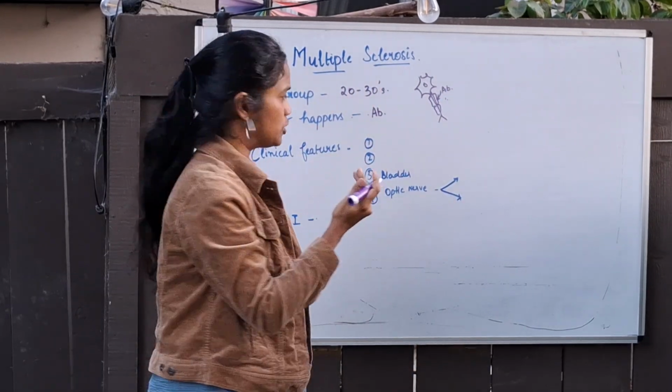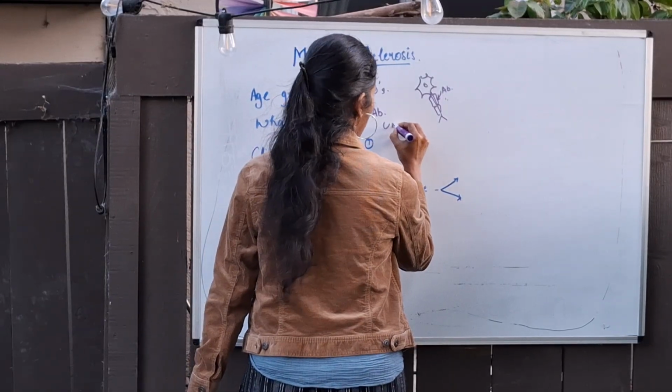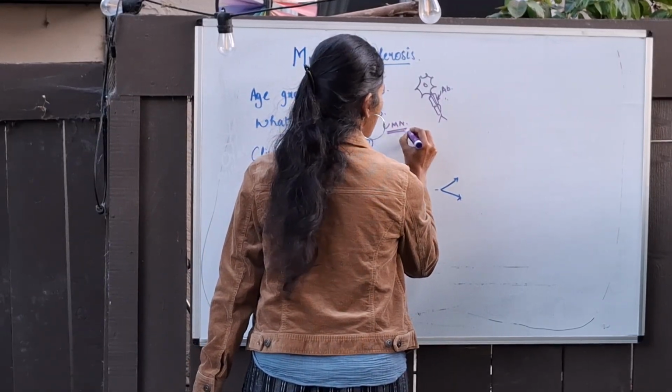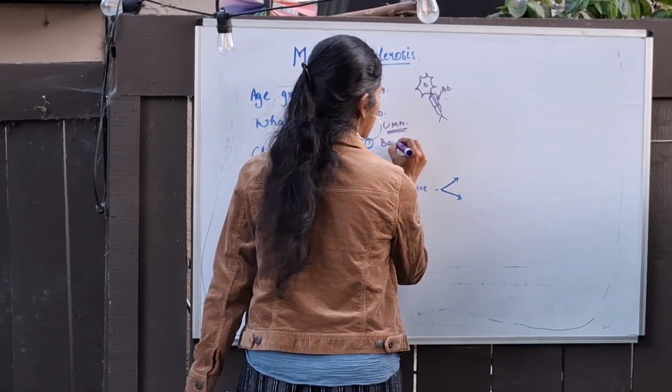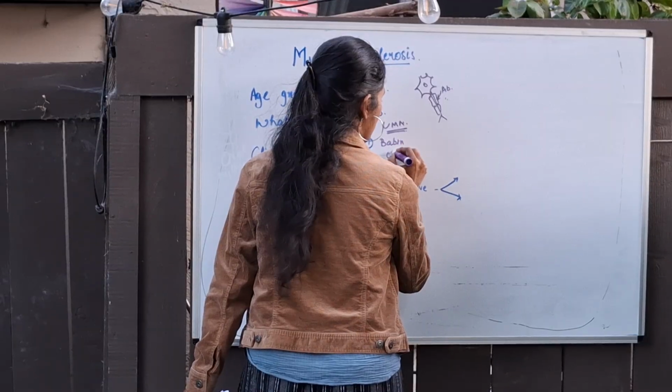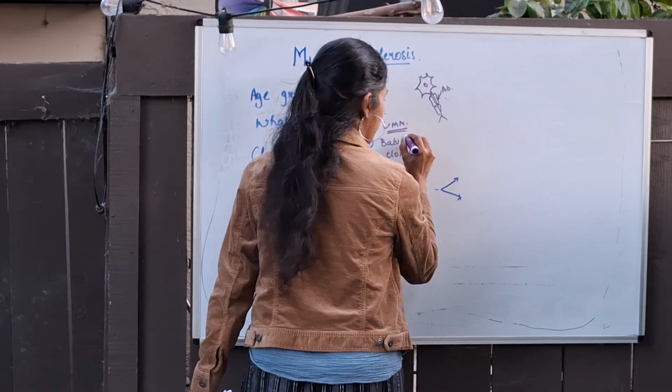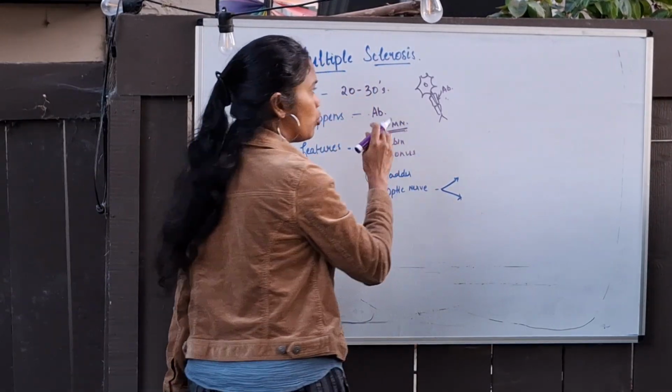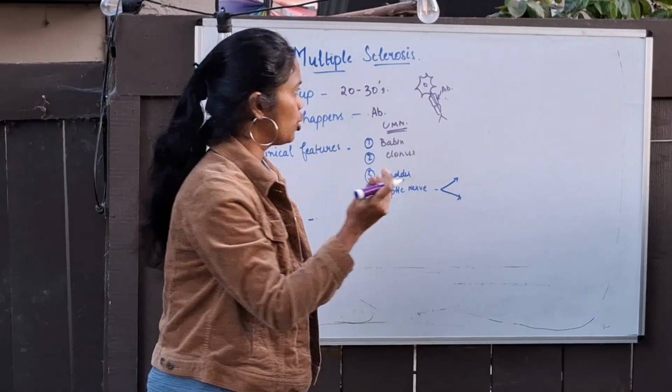What are the clinical features? The clinical features will be UMN findings. What are the UMN findings? UMN findings are the Babinski sign and clonus. What does UMN mean? The word UMN means upper motor neuron. What is an upper motor neuron?